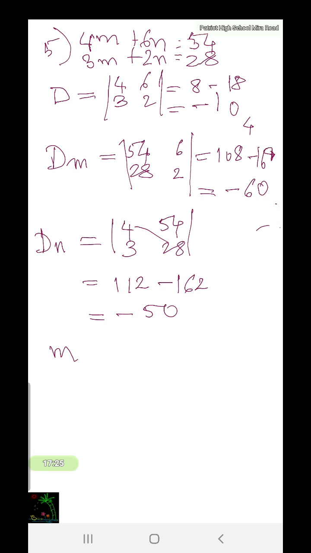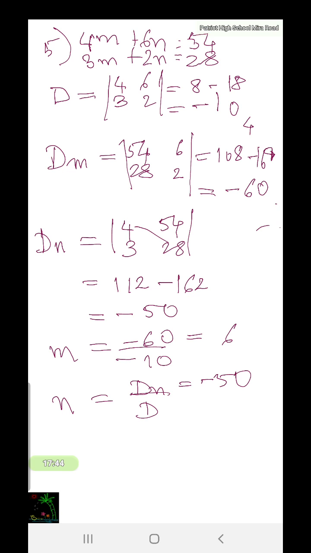m is equal to Dm upon D. Dm is minus 60 upon D is minus 10. So value of m is 6. n is Dn upon D. Dn is minus 50 upon minus 10. It is equal to 5. Therefore solution m, n is equal to 6, 5.